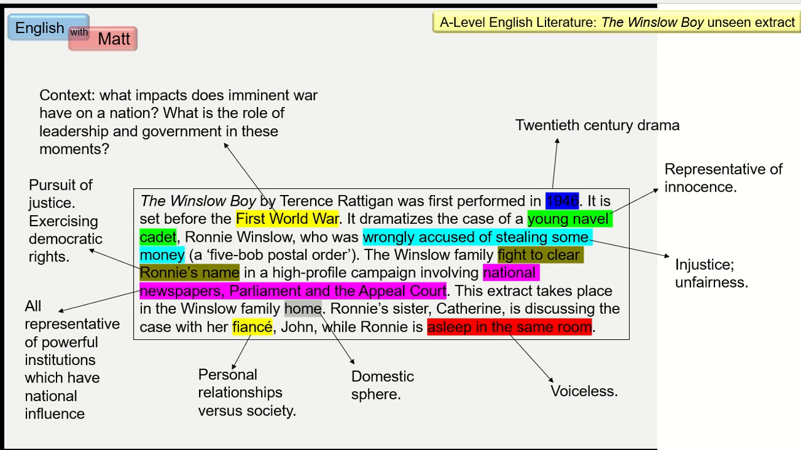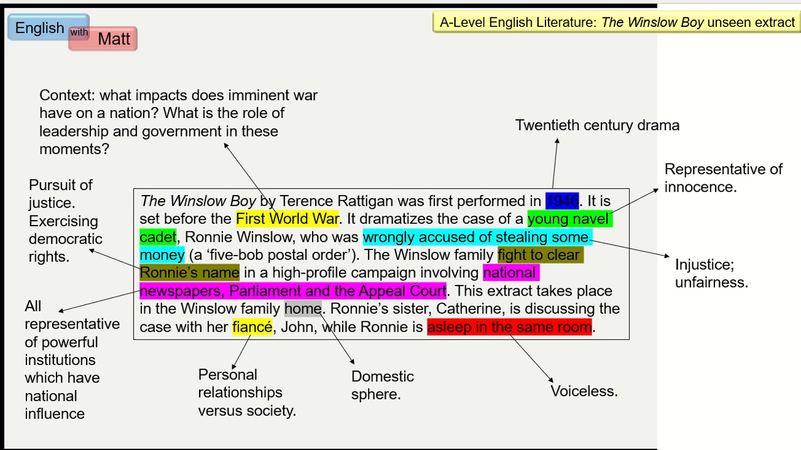So in this case, we have another child, really, a 14-year-old, facing some challenges regarding the society that he is living in because of this alleged crime. Now, the crime has been theft. So he has been accused of stealing a relatively small amount of money called a 5-bob postal order from the Royal Navy. And of course, the fact that we have here wrongly accused means that we have the themes of unfairness and injustice coming through.